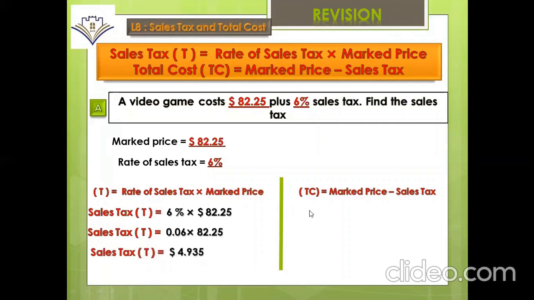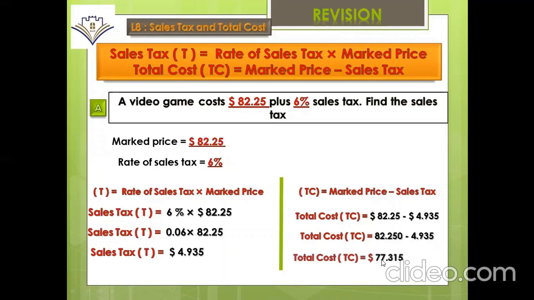And we also need to get total cost. Total cost equals market price minus sales tax. The market price we know it, 82.25 minus sales tax, we get it, 4.935. We put here another zero to be three decimal places. Then when we subtract, the answer will be $77.315. Okay.